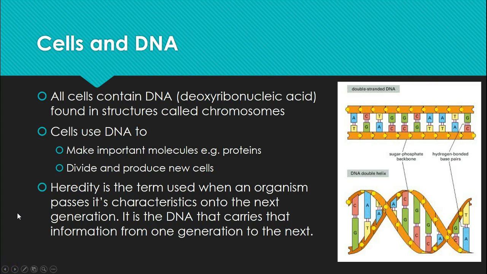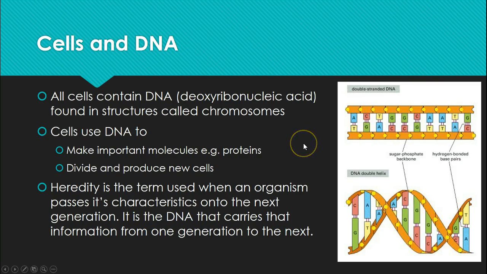So when I talked about the structure of the cell, I talked about the nucleus. Now the nucleus contains DNA, which is known as deoxyribonucleic acid, and this can be found in a structure called chromosomes. Now cells use DNA for very important functions, like making molecules like proteins. Without proteins, the body can't function properly. They also help to divide and produce new cells.